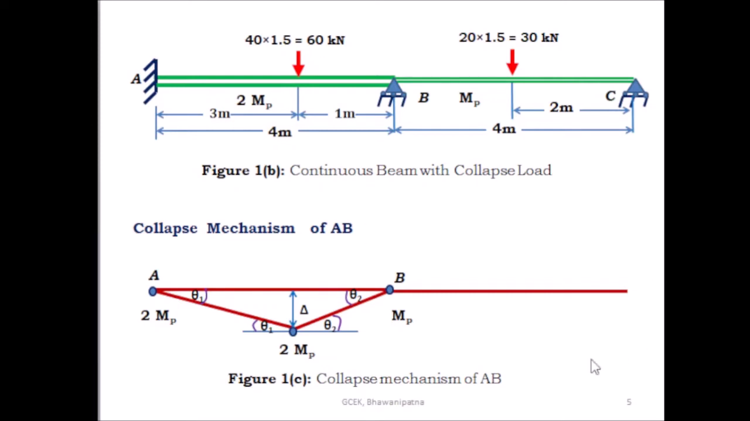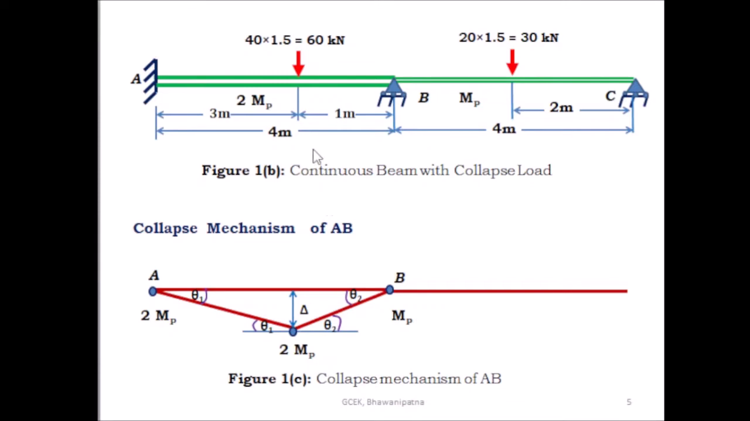So this is the collapse mechanism of AB. This is the collapse load, 60 kilonewton, and let delta be the virtual displacement given to the hinge under the collapse load. This is equal to delta, and theta 1 and theta 2 be the rotations at the ends A and B. So at end A the rotation is theta 1 and at end B the rotation is theta 2, and this is the plastic hinge.